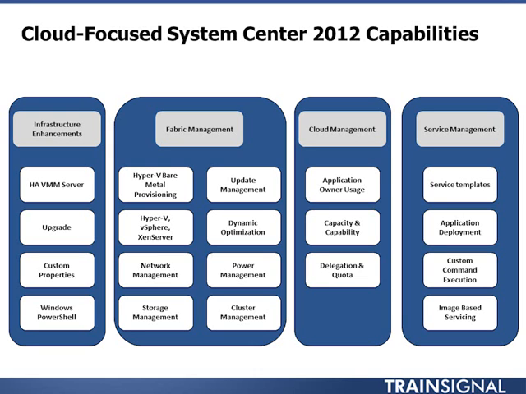The first thing that we want to deal with is infrastructure enhancements, and that deals with high availability, HA Virtual Machine Manager Server. You're looking at the ability to do upgrades. You're looking at custom properties. You're looking at PowerShell capabilities and enhancements. All of these give infrastructure enhancements in the System Center 2012 private cloud capabilities.